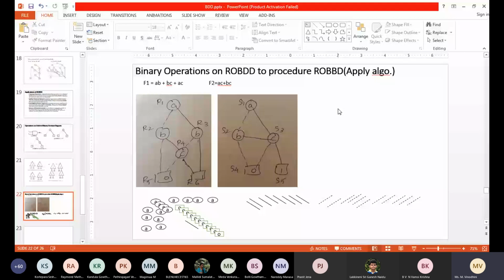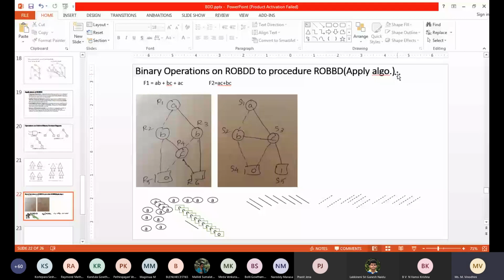So already you have come across Shannon's expansion algorithm. You have come across the reduce algorithm. Now I'm going to introduce you to another algorithm, the apply algorithm. Using the apply algorithm, for any two given functions, I can draw the ROBDD, and with that ROBDD, I can perform an addition operation or an AND operation.